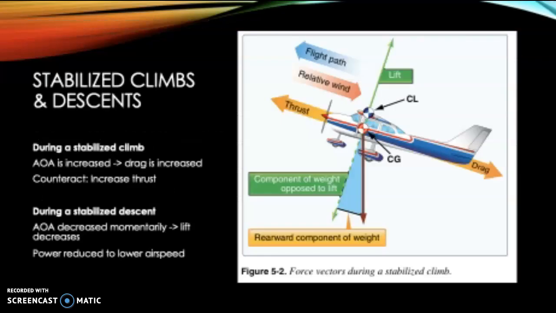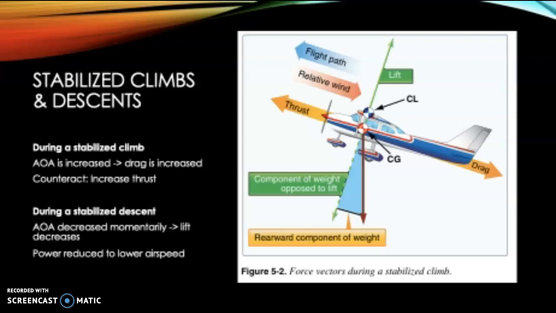Okay, stabilized climbs and descents. During a climb, angle of attack is increased, and anytime the angle of attack is increased, drag is increased as well, which means that the airspeed will decrease. In order to counteract this, we need to add power or thrust to keep the airspeed high. This is also one of the times that we need to be very aware of our airspeed and angle of attack because of the risk of stalling.